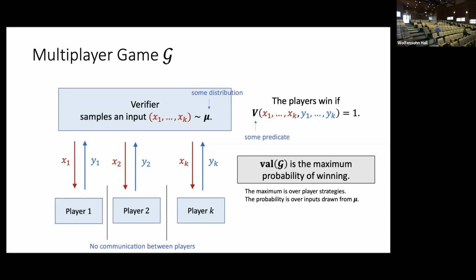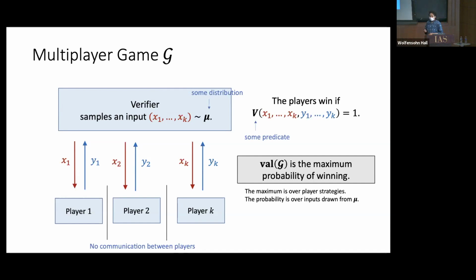So the value of the game is the maximum probability of winning this game. This maximum is taken over player strategies. And by a strategy, we just mean a function that maps xi to yi. A function that tells each player what answer they must give on any particular question. Without loss of generality, we can assume that this function is deterministic, because if they had a randomized strategy, by linearity of expectation, you can fix the randomness so that the resulting deterministic strategy does at least as well as the randomized strategy. So for us, the strategy is just going to be a deterministic function from xi to yi for each player. The probability here is taken over inputs x drawn according to the distribution mu.